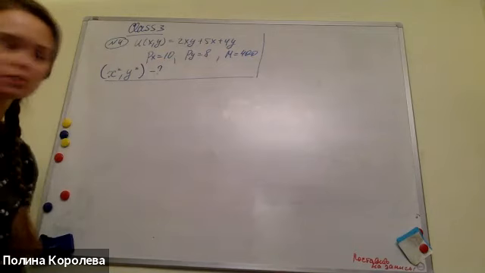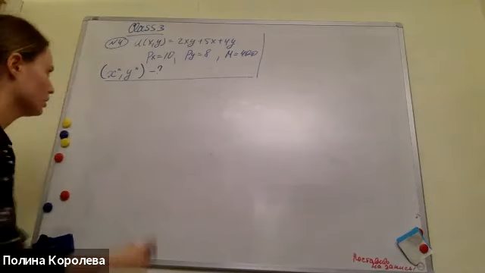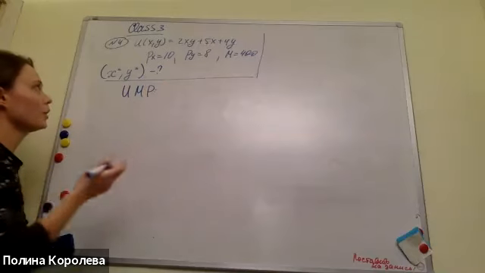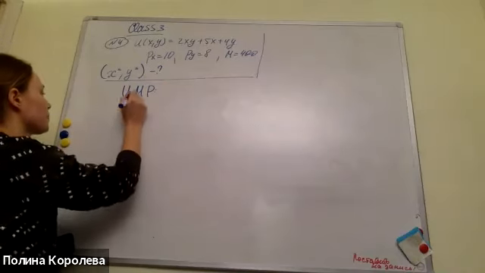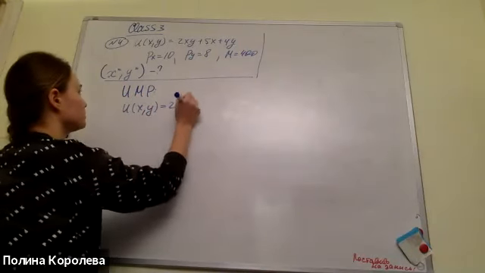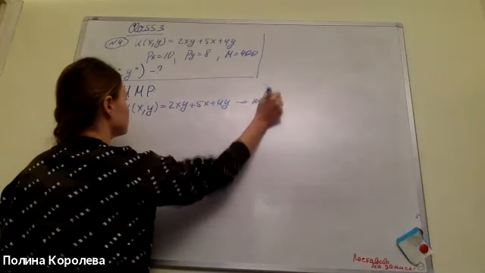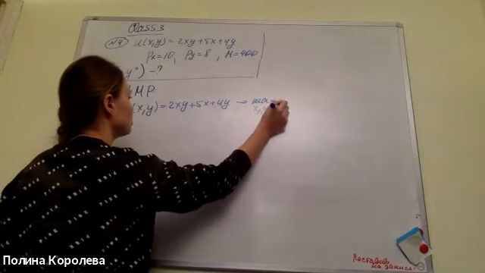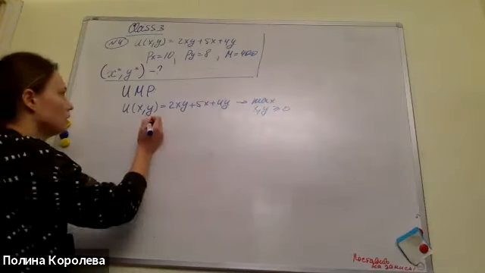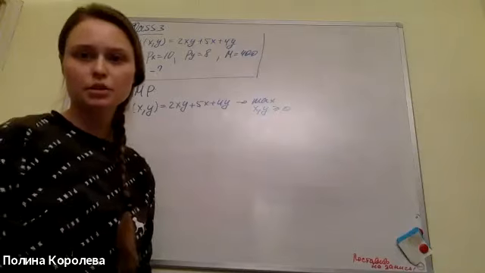What we should do? We should write down the utility maximization program. Yes? Let's write it down. Utility maximization program. What does Marcus do? He maximizes his utility by choosing X and Y, non-negative, subject to his budget constraint. Who can tell me the budget constraint? Artur, please.